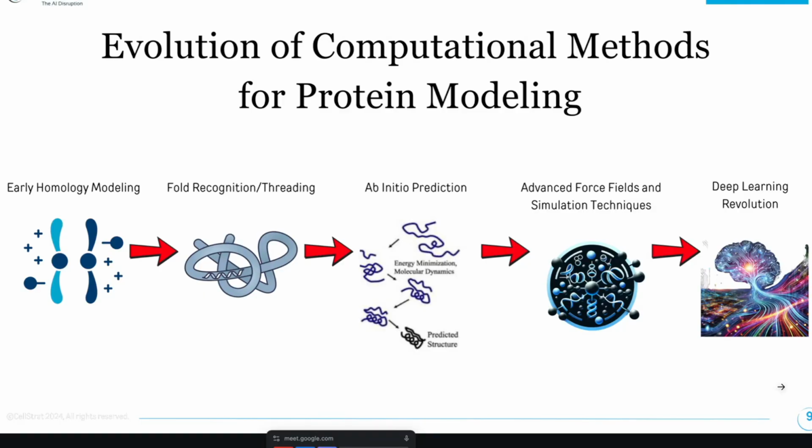Next, we have advanced force fields and simulation techniques. The concept of advanced force fields and simulation techniques was that it improved molecular force fields to refine protein structural prediction. The method employed techniques like molecular dynamics, which simulates atomic movements over time, and then it had Monte Carlo sampling, which is a unique concept that was brought into the advanced force fields technique, where it used probabilistic methods to explore conformational spaces.